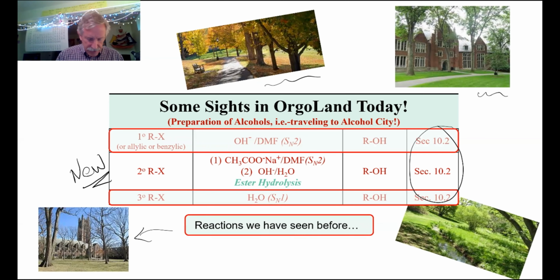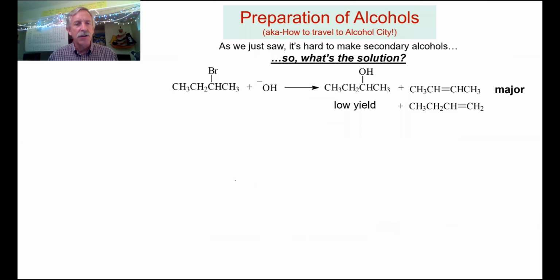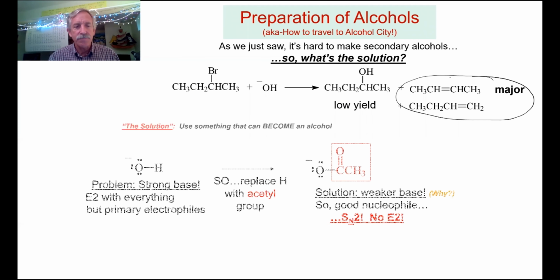This is how we will take our secondary alkyl halide and turn it into a secondary alcohol in high yield. It's called ester hydrolysis. Fancy name. It's okay, you don't need to know the names, but understand that there's something very different, because I can't use OH minus, because I'll end up getting these awful major elimination products. Oof. And so we can't go this route. So what is the solution?